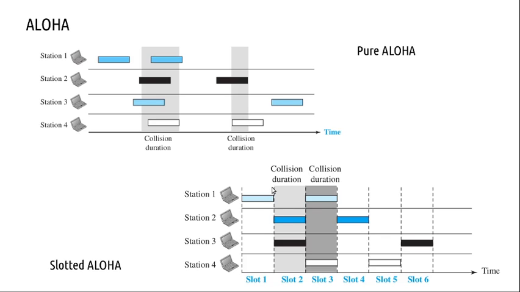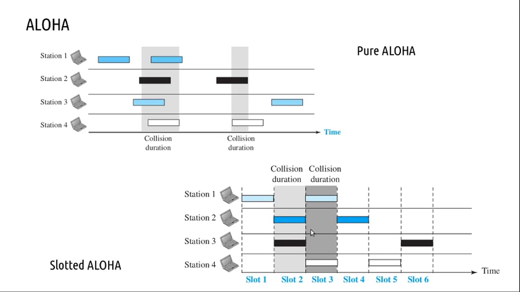In slotted Aloha, you divide the available time to transmit into slots, and any station can transmit only at the beginning of a time slot. Is that clear? At the beginning of a time slot only, any station can transmit. It can't transmit at any point. If it has data, it has to wait for the time slot to begin, and only then can it transmit. Clear?